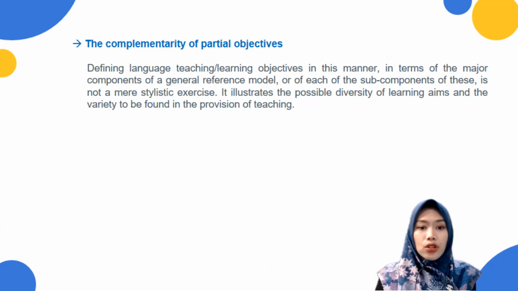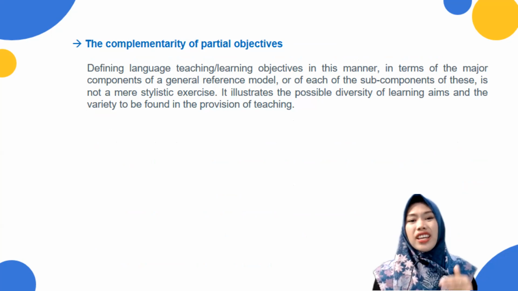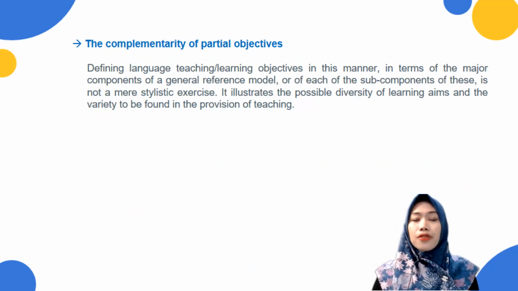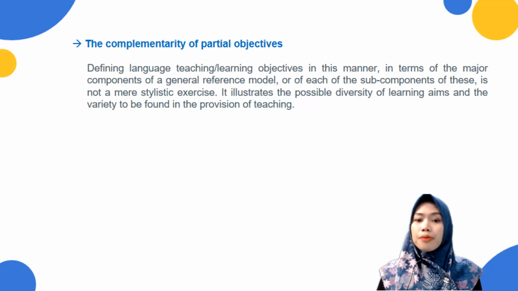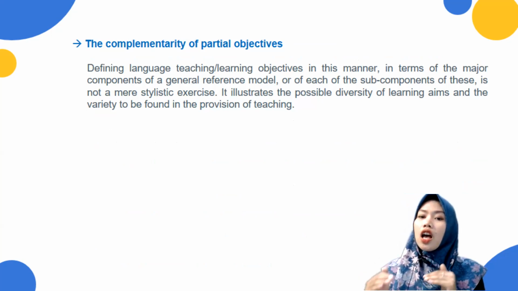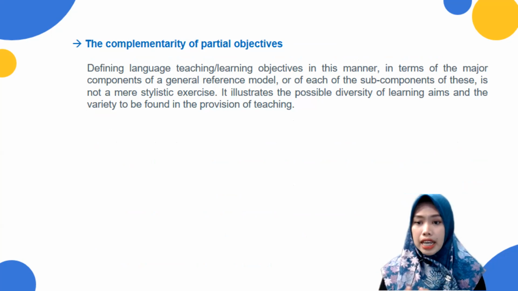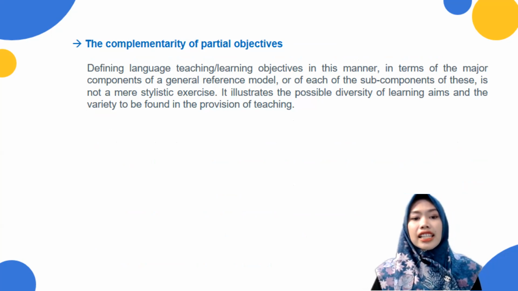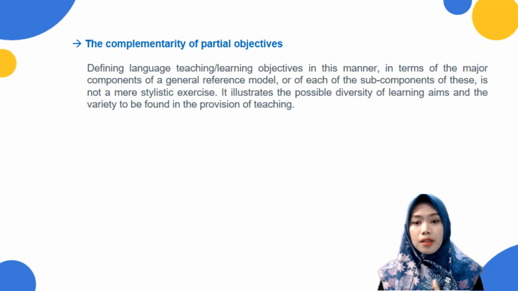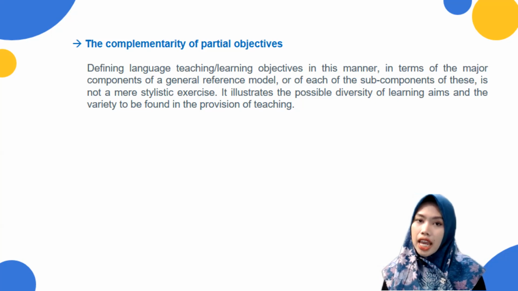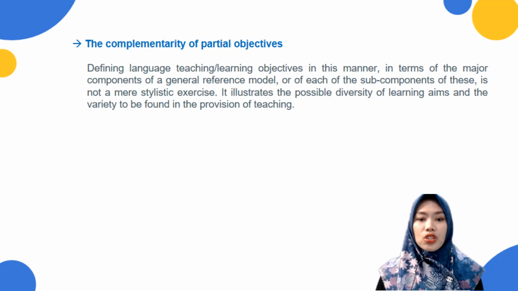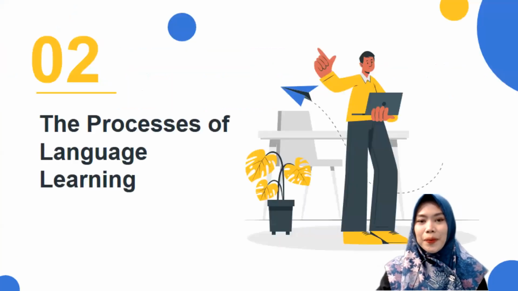And the last is the complementarity of partial objectives. Defining language teaching or learning objectives in this manner, in terms of the major components of a general reference model or of each of the subcomponents of these, is not a mere stylistic exercise. It illustrates the possible diversity of learning aims and the variety to be found in the provision of teaching.